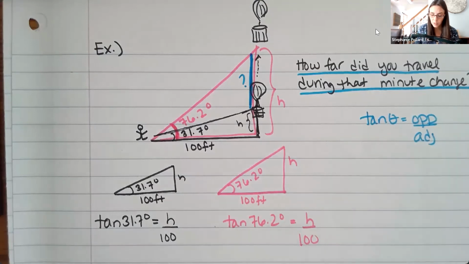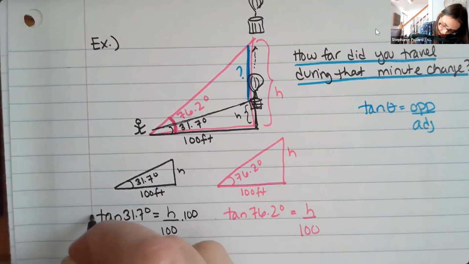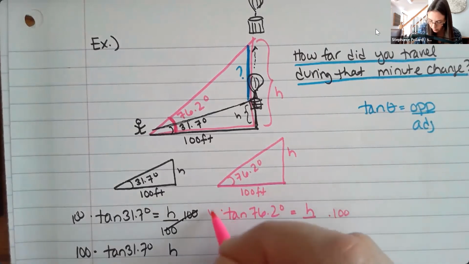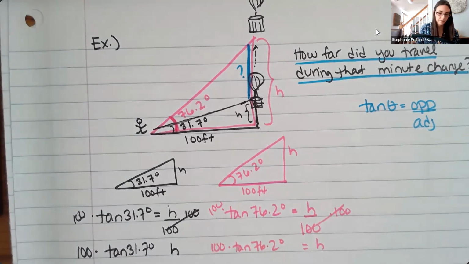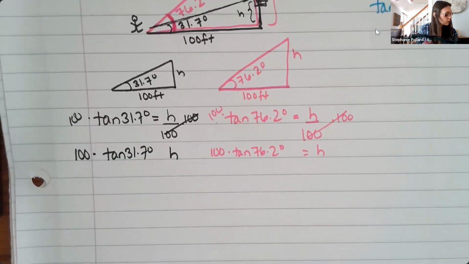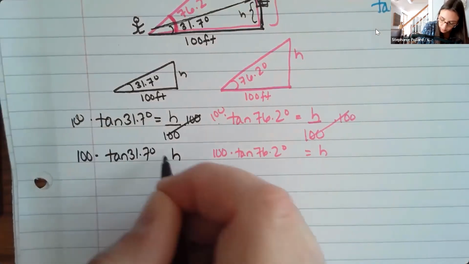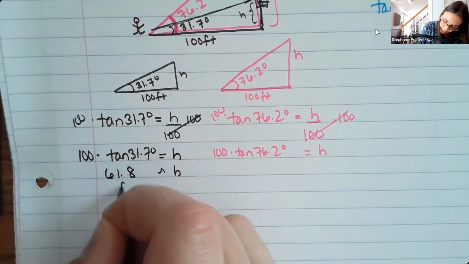And we're going to do a little bit of solving. So for the first case, I'm going to go ahead and multiply both sides by 100. And then I'm going to do the same thing in the second case. And then I'm going to use my calculator here. So for the first one, you can try this at home. Again, make sure you're in degrees. I'm going to round as well. When you multiply tangent 31.7 degrees by 100, you get about 61.8, and this would be in feet.